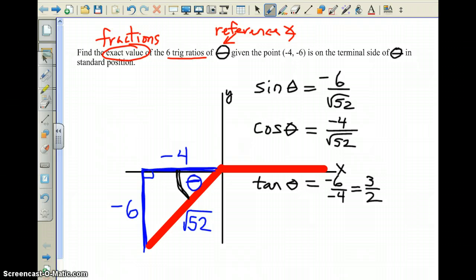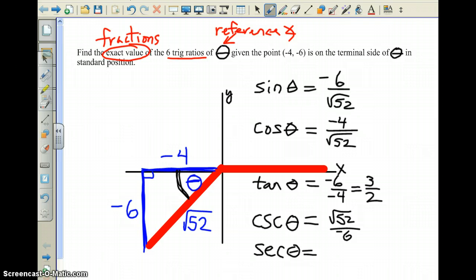And then we'll do the 3 reciprocal trig functions. So let's start with cosecant. Cosecant is the reciprocal of sine. So I'll just take my sine answer and reciprocate it. So -6 over radical 52 will be radical 52 over -6. And then secant is the reciprocal of cos. So if cos was -4 over radical 52, secant will be radical 52 over -4. And then lastly, cot will be the reciprocal of tan. So it'll be -4 over -6, or 2/3.